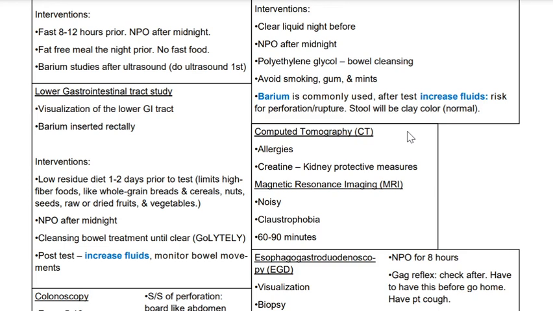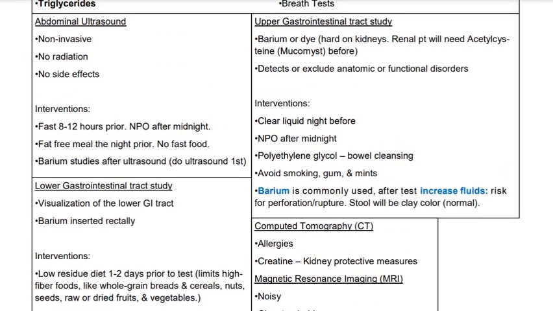Make sure you know that anytime we do anything in the colon, whether it's an EGD, whether it's barium, whatever, we've got to worry about any type of perforation or rupture. And tell the patient the stool will be clay color for a while, maybe for a day, and that would be kind of normal till we get rid of that barium, and just make sure they know that. Now that was the upper GI, okay?